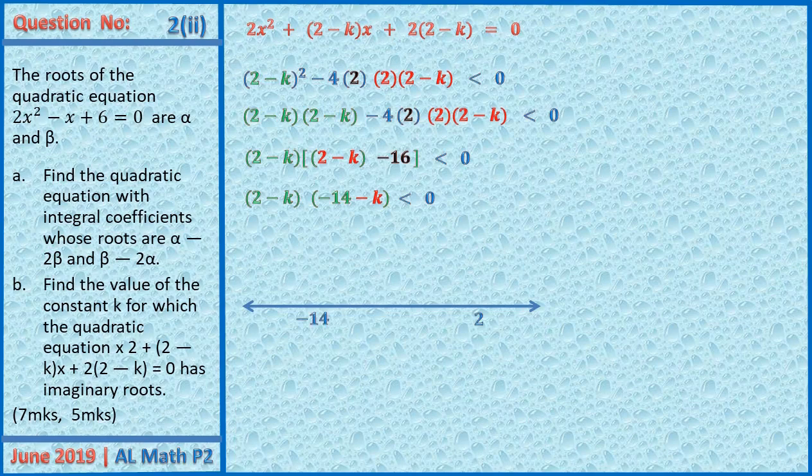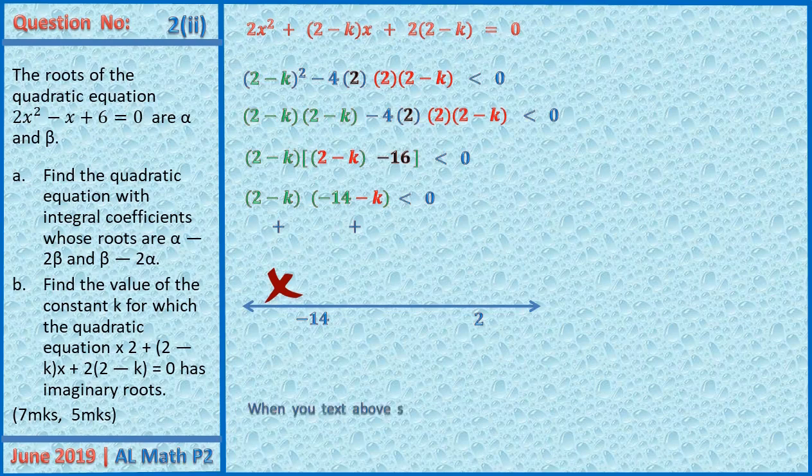So we have minus 14 and 2. Let us test the different regions. We test below and above. Let us test, say k is minus 15. You have 2 minus minus 15 will give us a positive number. Minus 14 minus minus 15 will give us a positive number. And positive times positive gives us a positive number. And a positive number is not less than 0. So below minus 14 is the wrong region.